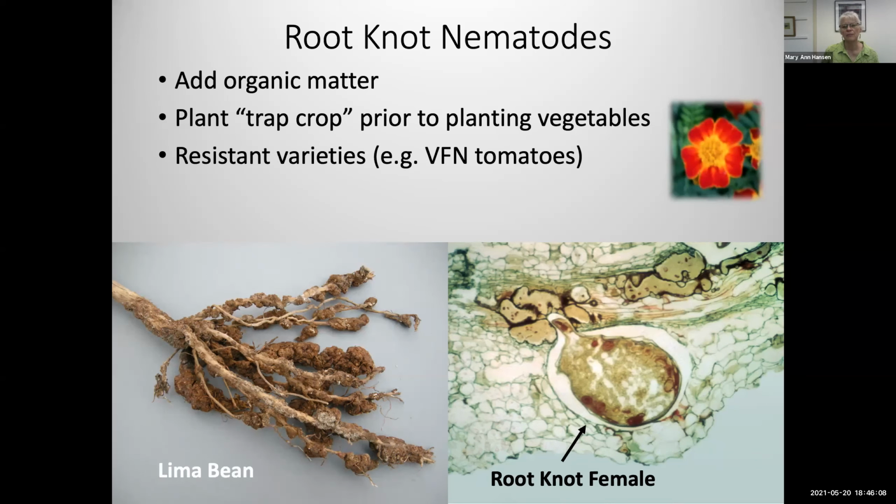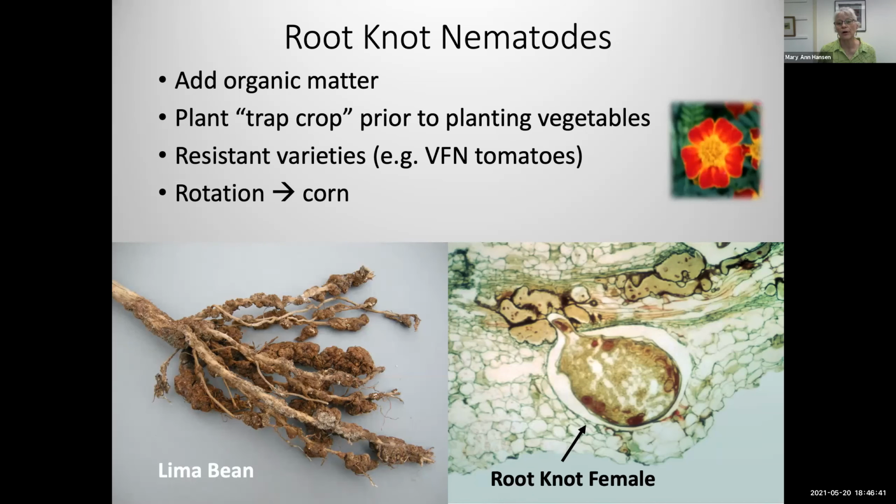There are some resistant varieties of some vegetables, including tomatoes, varieties that are resistant to root knot nematode. So those varieties I mentioned before, the VFN varieties, the V and the F stand for Verticillium and Fusarium wilt, but the N stands for nematodes, basically root knot nematode. So those varieties are resistant to the most common species of root knot nematode. And so that can be a good option if you've had root knot nematodes diagnosed in your garden before.